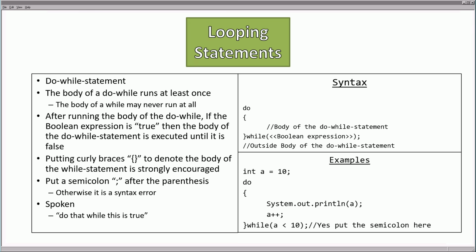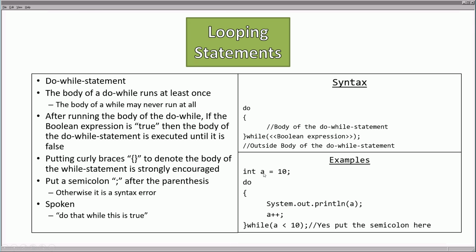Now, just like all of the other statements, putting those curly braces is a good idea. That way you know exactly where the body of the loop is. Do-while loops are a little strange because they do require a semicolon after the argument. If you forget to put that semicolon, it will create a syntax error. So make sure for a do-while loop only to put this semicolon right there. Now, as we're communicating with the machines, this can be spoken as do that while this is true.